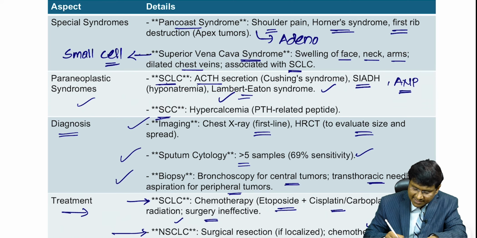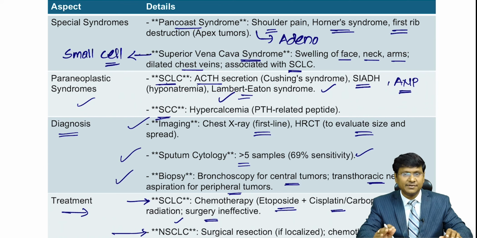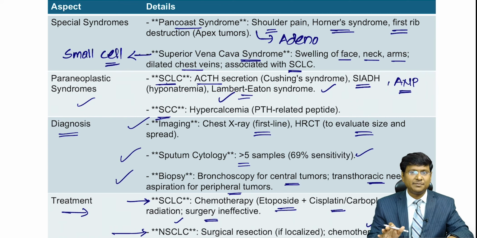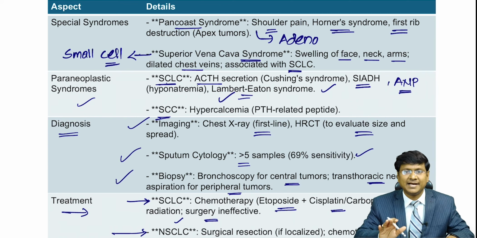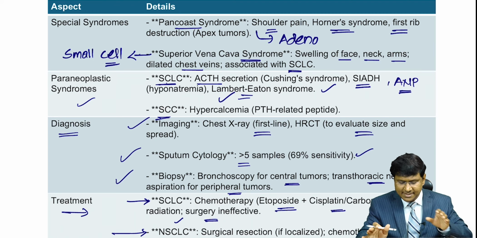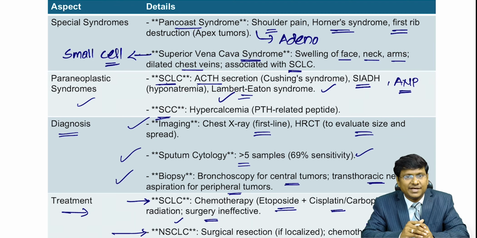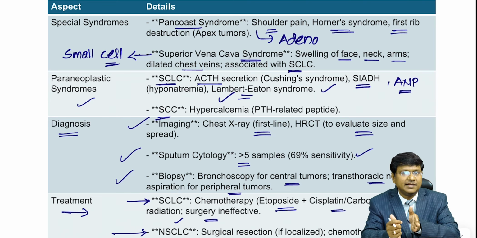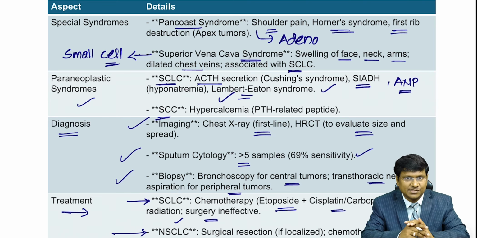paclitaxel as well as carboplatin. Along with that, you also need to give radiation. So this is the treatment for small cell as well as non-small cell lung cancer. Then what are the complications associated with this bronchogenic carcinoma? That is the invasion. So there can be local invasion and there can also be distant metastasis.